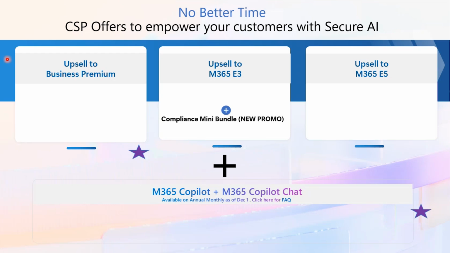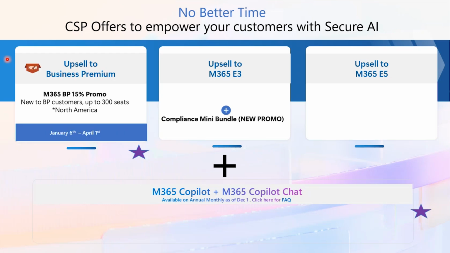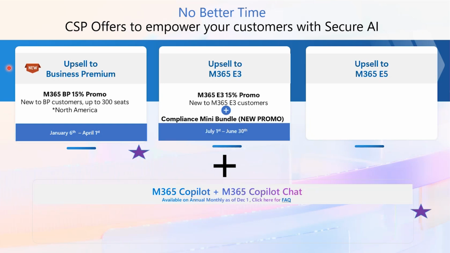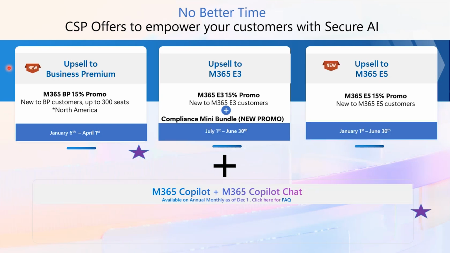Now, I would be remiss if I didn't mention these promos. Yes, the new to Business Premium customers promo is ending soon, quite soon actually, but it is still on at the moment for any of those customers that don't have Microsoft Business Premium. You are still able to provision those tenants, purchase licenses or upgrade them to Business Premium at a 15% promo. And as well, Microsoft 365 E3 and E5, that promo is still ongoing till June 30th.